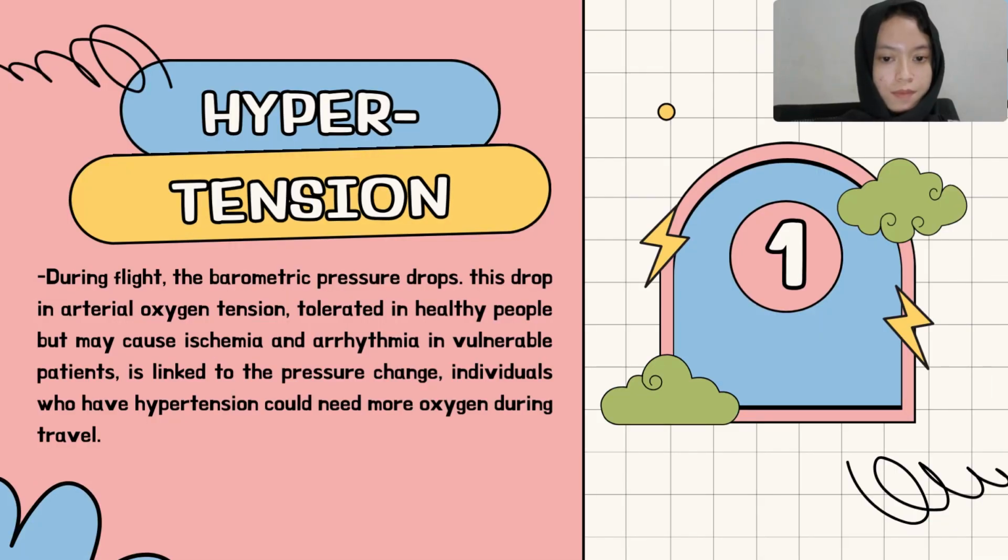The first one is hypertension. During flight, the barometric pressure drops. This drop in arterial oxygen tension is tolerated in healthy people, but may cause ischemia and arrhythmia in vulnerable patients. Due to the pressure change, individuals who have hypertension could need more oxygen during travel.